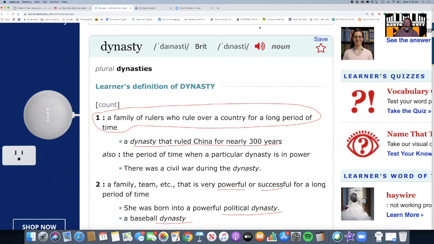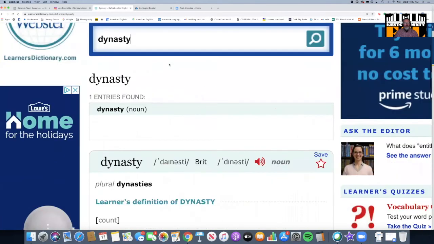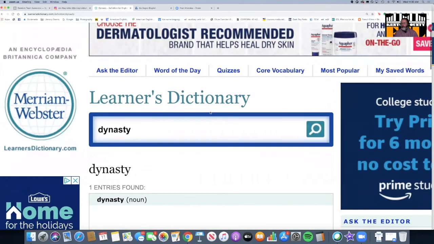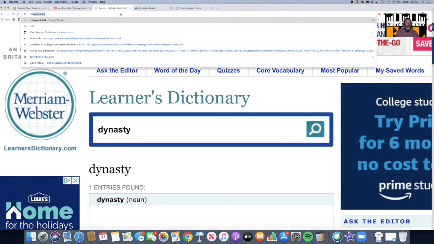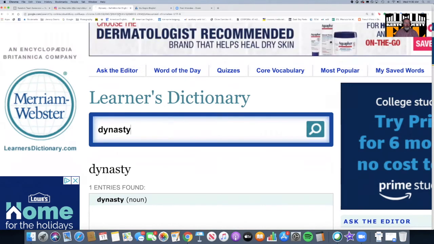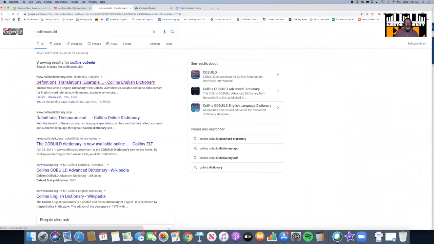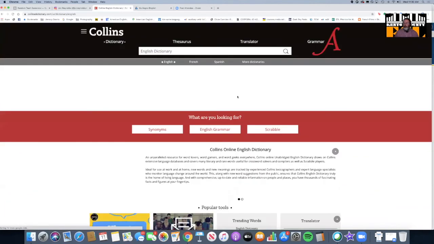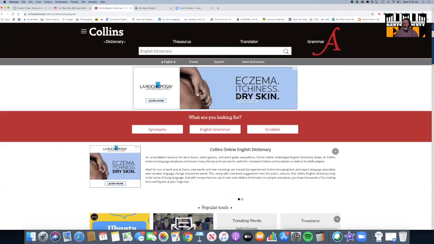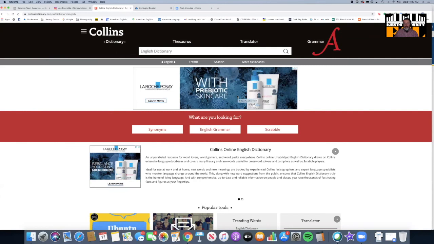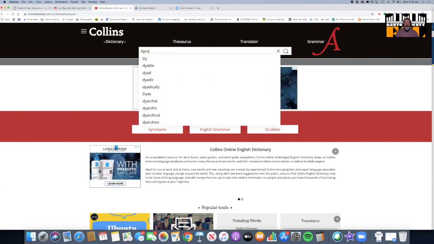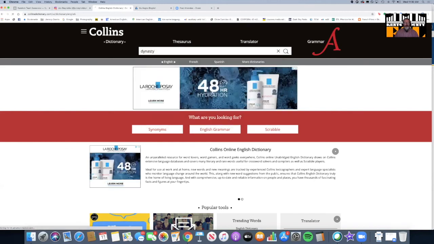Now, let's look at one more dictionary just to finish this video. So this was the Learner's Dictionary. And again, I like the Learner's Dictionary a lot. Another dictionary I like is the Collins Dictionary. So that was the other dictionary that I gave you in your email. So this is the Collins. We call this a co-build dictionary. A co-build dictionary is when often they use the word in the definition. So let's type in dynasty and let's take a look.